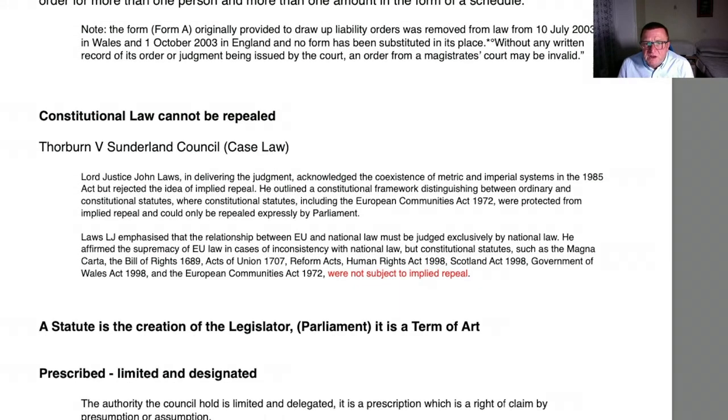Now, this is just brief on the constitutional law and why it's important that we get it, because it can't be repealed. And this is a case, Thorburn v Sunderland Council, so it's case law. Lord Justice John Laws, in delivering the judgment, acknowledged the coexistence of metric and imperial systems in the 1985 Act, but rejected the idea of implied repeal. He outlined a constitutional framework distinguishing between ordinary and constitutional statutes, where the constitutional statutes, including the European Communities Act 1972, were protected from implied repeal and could only be repealed expressly by Parliament.